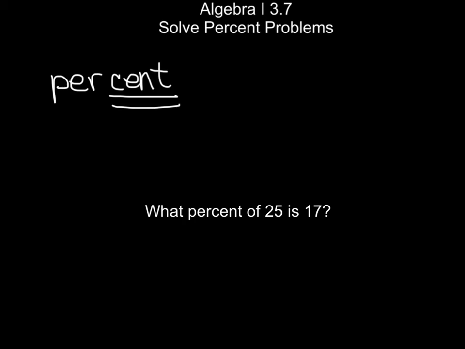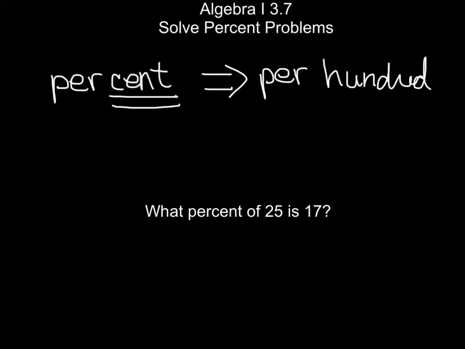Today in Algebra 1, Chapter 3, Section 7, we're going to be solving percent problems. Let's break a few things down before we get started. Percent means per hundred. Like the word cent, the base word there is cent, like century has 100 years. It takes 100 cents to make a dollar. So cent means 100.